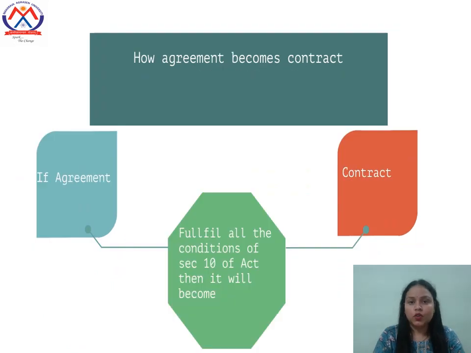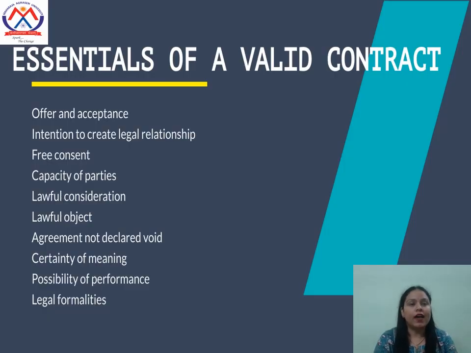How does an agreement become a contract? If an agreement fulfills all the conditions of Section 10 of the Act, then it becomes a contract. It means there has to be fulfillment of the essential elements to turn an agreement into a contract. Essential elements of a valid contract have been mentioned under Section 10 of the Indian Contract Act. In order to determine whether an agreement is a contract or not, we have to find out whether all the essential elements mentioned in the Indian Contract Act are present in the agreement or not.